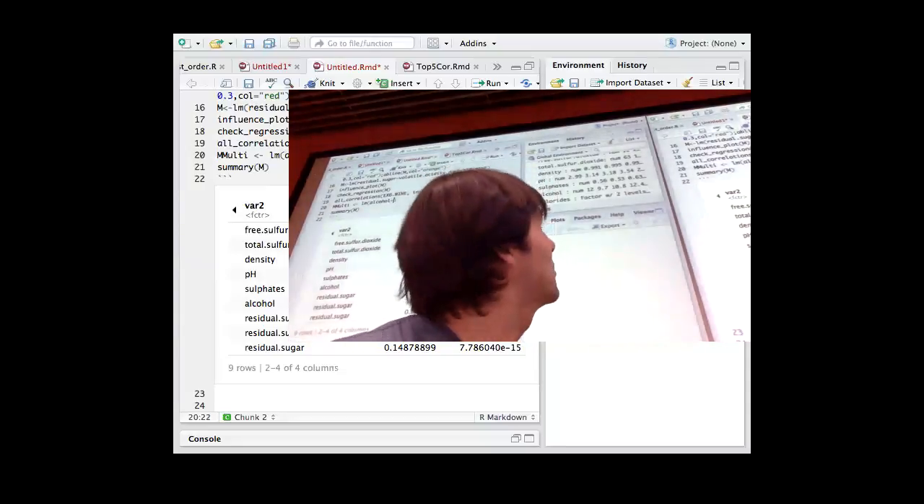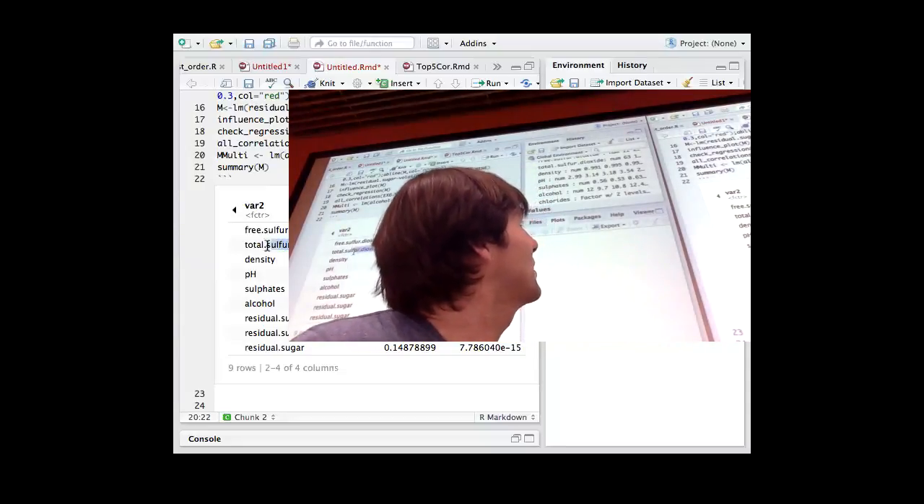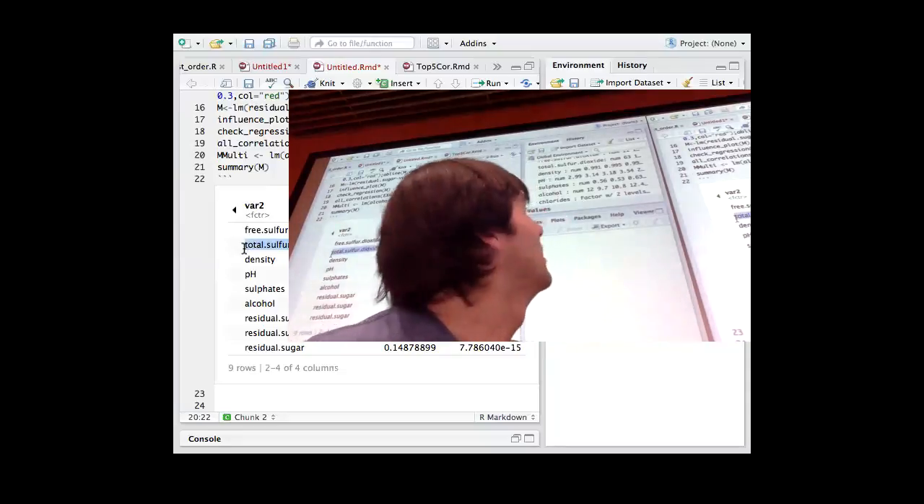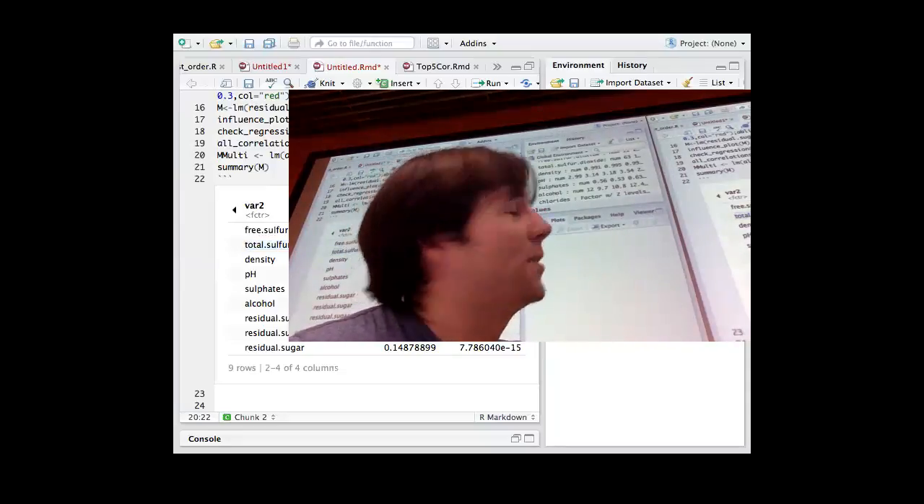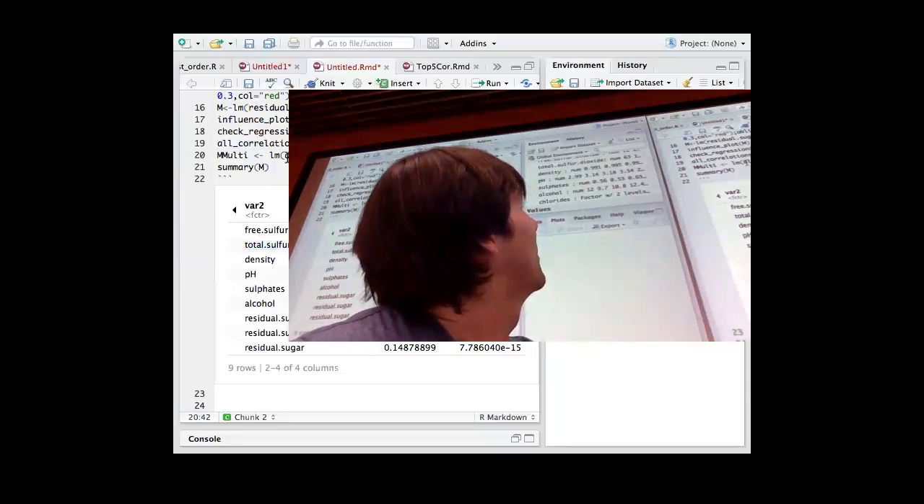Is sulfur dioxide salt? Is that what wine's got in it? It's got salt and alcohol. Just take some rubbing alcohol and some table salt, and you can mix up some wine. Okay.